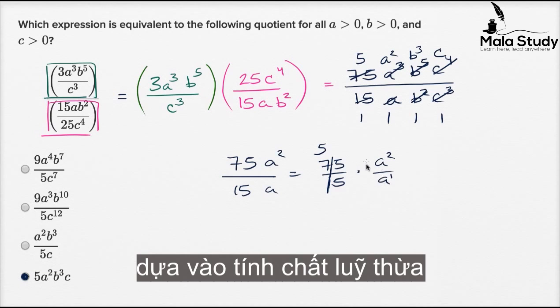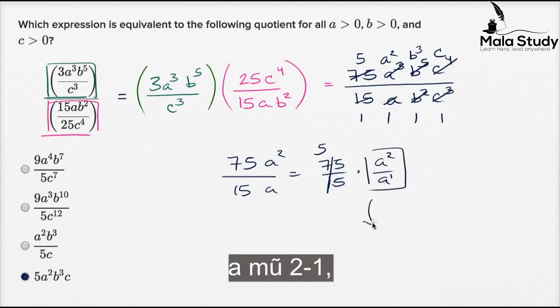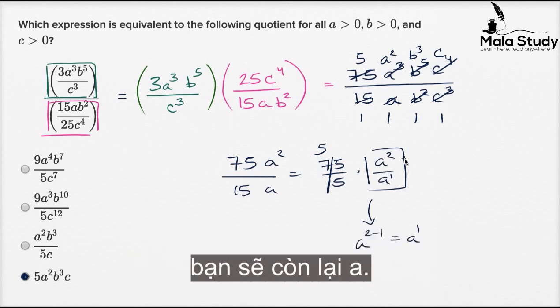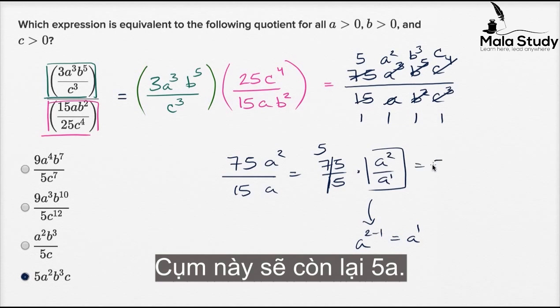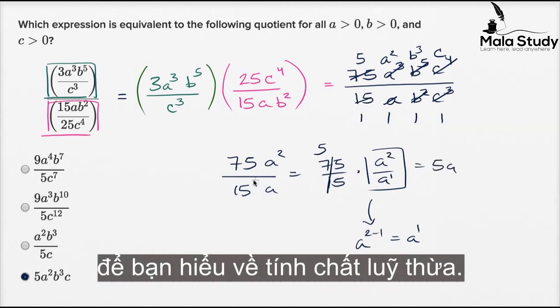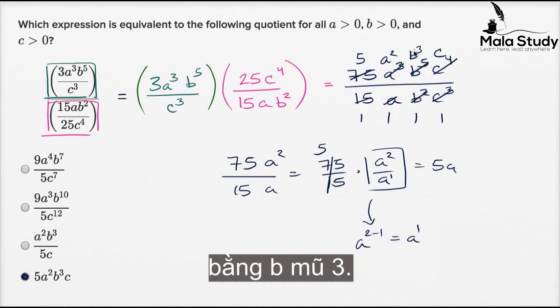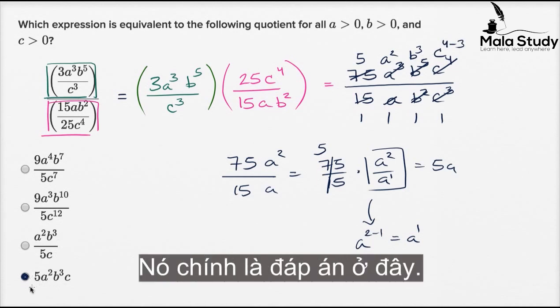Our exponent properties tell us that this is going to be the same thing as a to the 2 minus 1 power, which is equal to a to the first power. This is the same thing as saying, let's just divide both the numerator and the denominator by a, and you're just left with a. So this part over here would just be 5a. This is obviously a simplified version, just to feel good about the exponent properties. Similarly, b to the fifth divided by b squared is b to the 5 minus 2 power, which is b to the third. C to the fourth minus c to the third is c to the 4 minus 3 power, which is c to the first power, which is this choice right here.